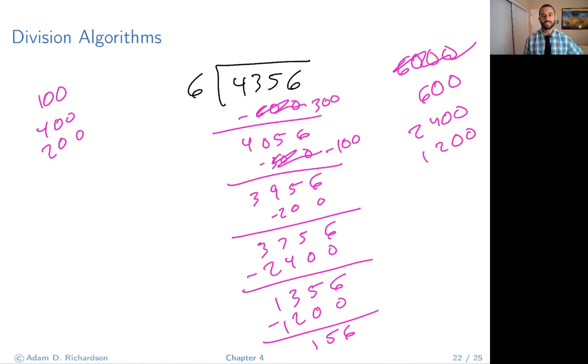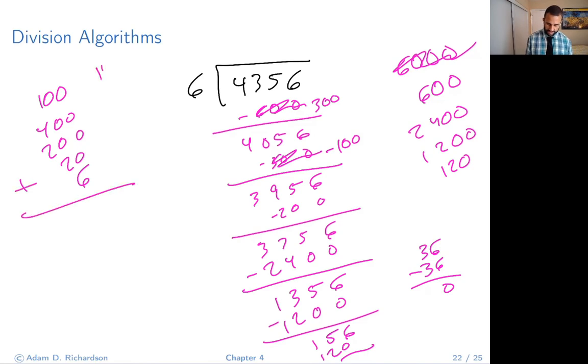156. How many 6s can go into that? 120. 120 is a multiple of 6. So how many 6s is 120? That's 20, 20 6s. So then I'm going to subtract 120, and I'm going to be left with 36. And that's another 6 of them, another 6 6s to get 0.